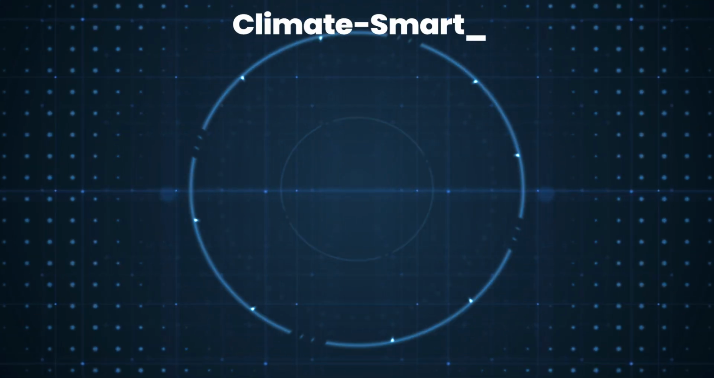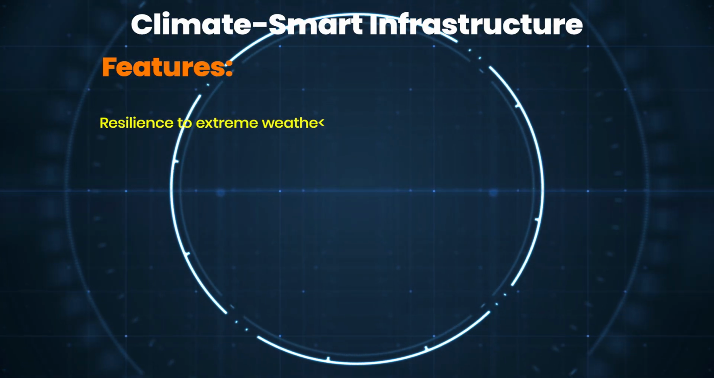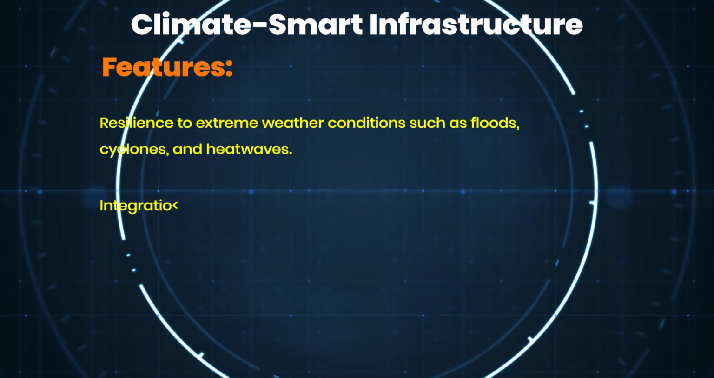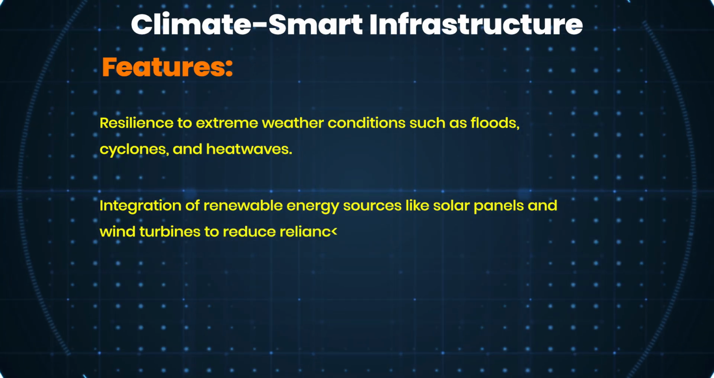Next point to discuss is climate smart infrastructure. The features of this are that it is resilient to extreme weather conditions such as floods, cyclones and heat waves, and it integrates renewable energy sources like solar panels and wind turbines to reduce reliance on fossil fuels. Example: New York City's resilience projects implemented after Hurricane Sandy. This focuses on flood resilient buildings, energy efficient retrofitting and enhanced public transportation systems.